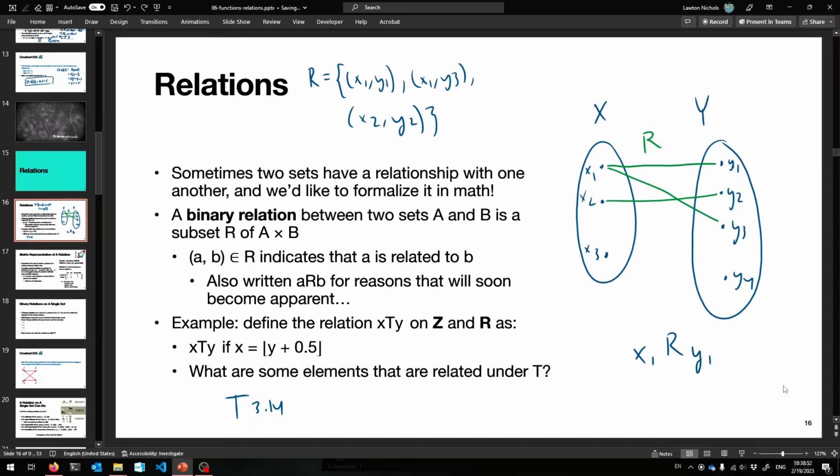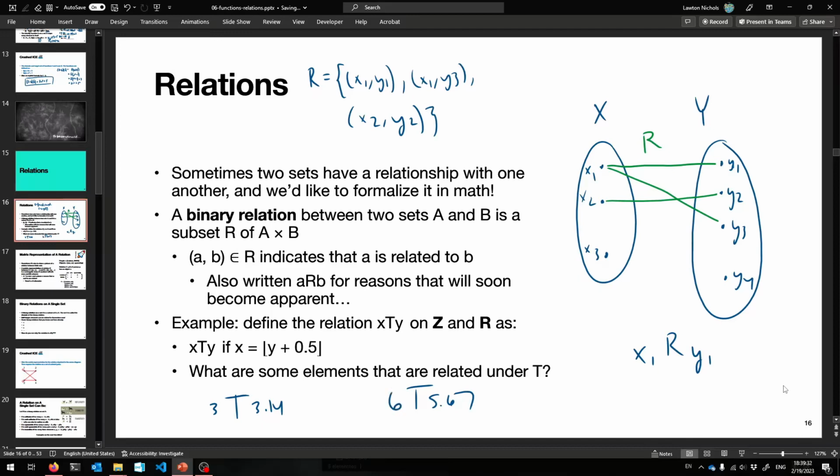xTy if x is equal to the floor of y plus 0.5. So 3.14 plus 0.5 is 3.64. The floor of that is just take it to the next smallest whole number, and that is 3. So 3 is related to 3.14 under the T relation. And then what about 5.67? What's that related to under T? Well, you're going to do 5.67 plus 0.5, so that's 6.17. And the floor of that, go to the next smaller whole number, is going to be 6.